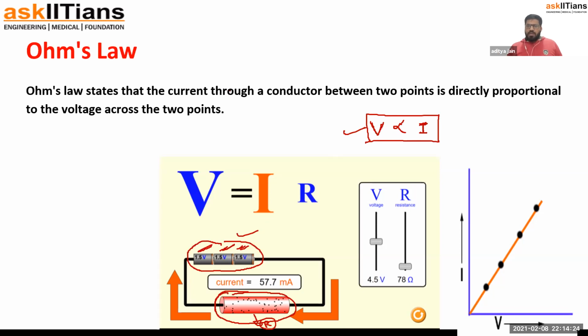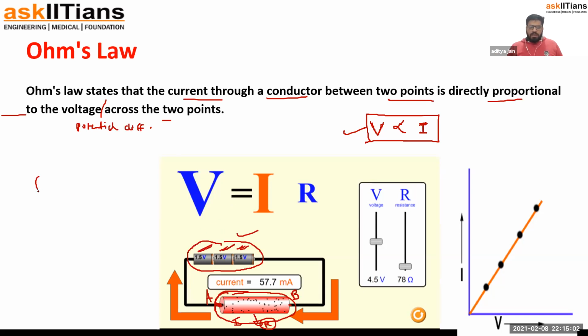So we can say V is directly proportional to I. Clear? So Ohm's law states that the current through a conductor between 2 points is directly proportional to the voltage across the 2 points. Suppose I current is flowing through this conductor, and between 2 points of the conductor, this is point A, this is point B. The current through the points A and B of any conductor is directly proportional to the voltage, or potential difference, between the 2 points.